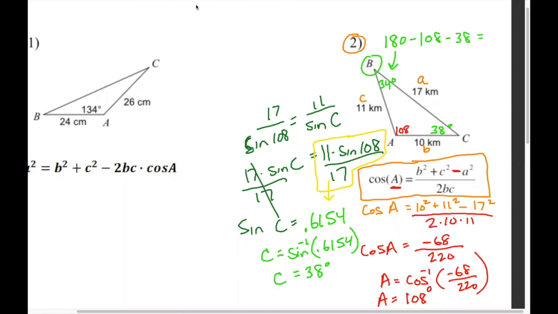And I like to always do a reality check before I move on. Do we know all three angles? Yep. Check, check, check. Do we know all three side lengths? 17 kilometers, 11, and 10. All right, that's it. So by doing law of cosines followed by law of sines, we can figure out all the measures of a triangle, 3 angles and 3 sides.